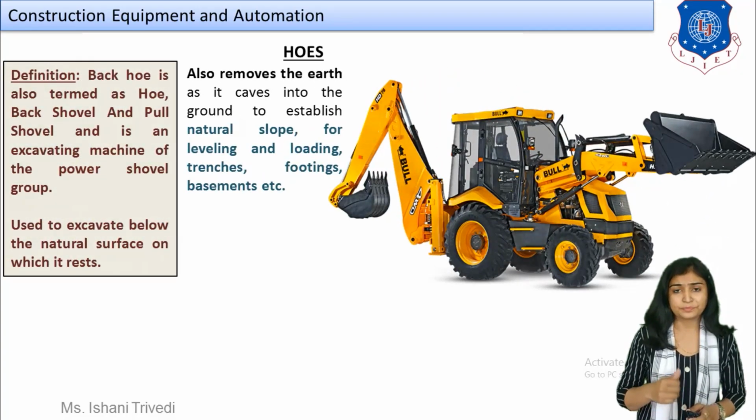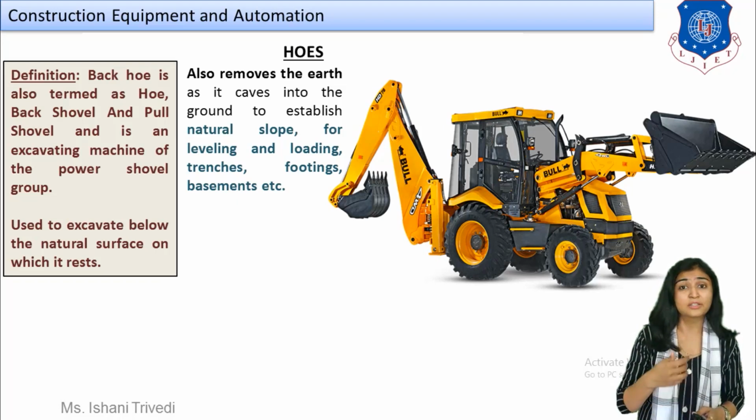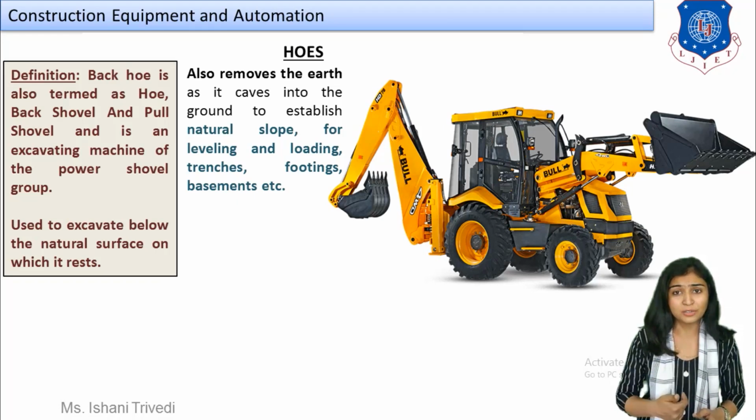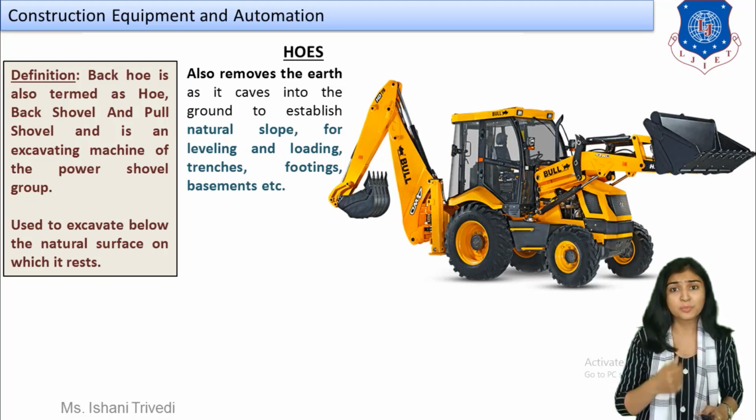Now let us have a look. Right in front of you we have the equipment called the hoe excavator. Now there are also other names for the hoe excavator. You can call it front loader, you can call it back loader. Then we also have another name, back shovel, and you can also call it pull shovel.